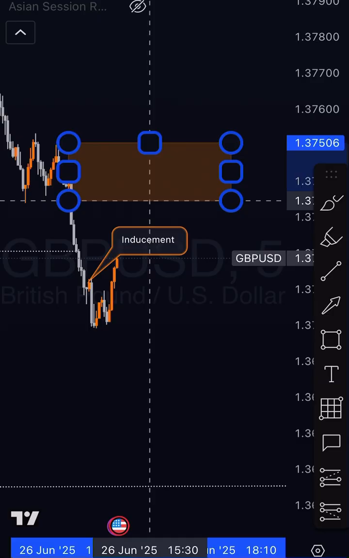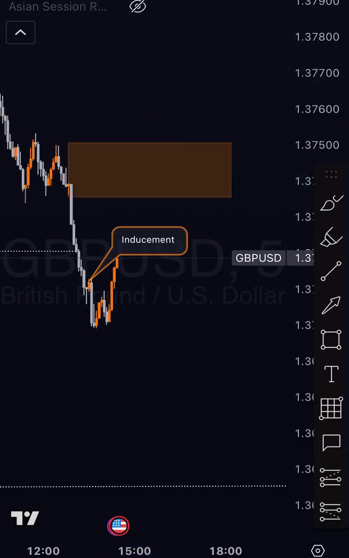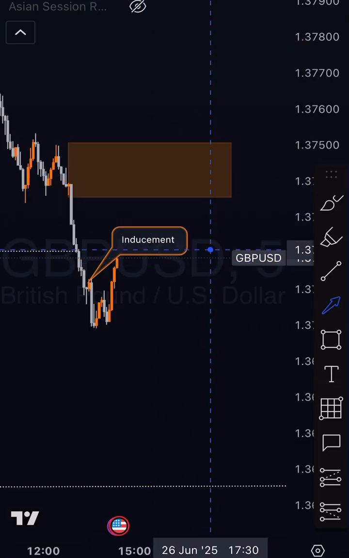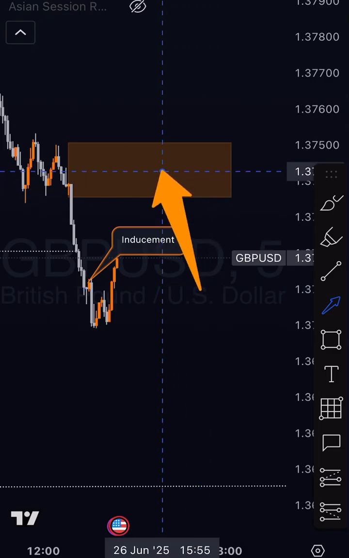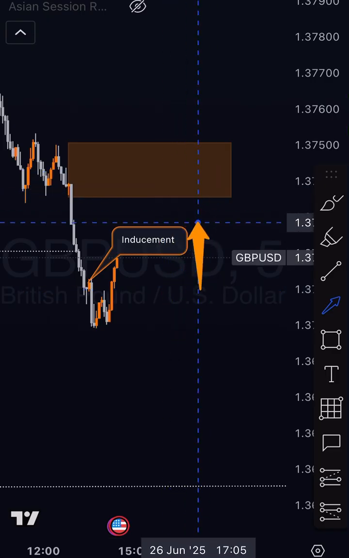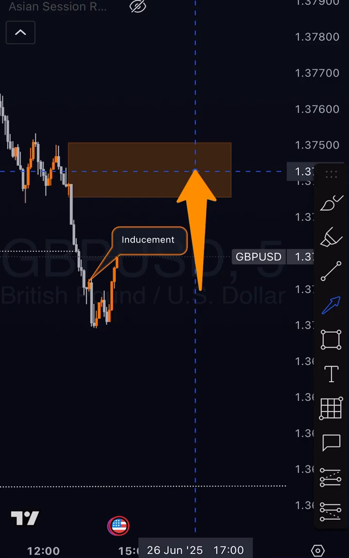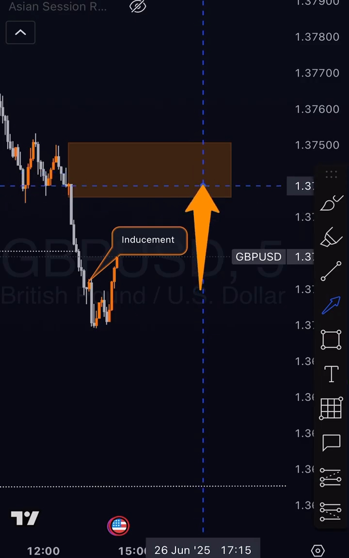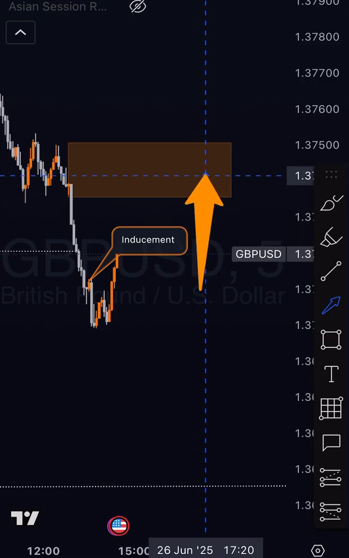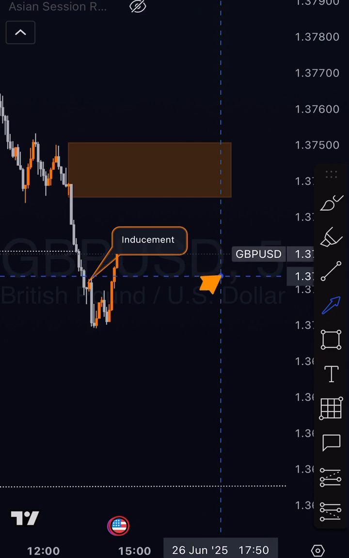You wait, obviously, for price to come back to this zone. And what do you do when price comes back to this zone? You wait for the entry. You wait for the entry, then you start selling the market, guys. And remember, this is the 5 minute time frame, guys.